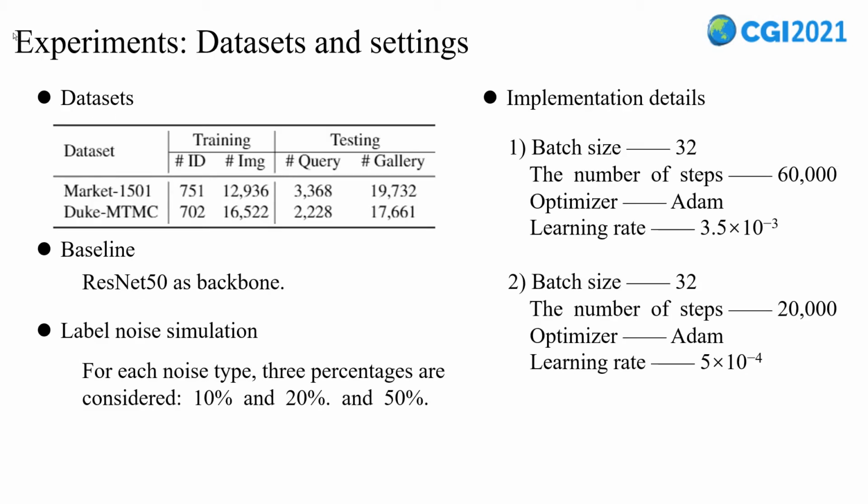We use 2 commonly used large-scale person re-identification datasets, Market 1501 and DukeMTMC, respectively. In this paper, we use ResNet 50 as the backbone to extract features, in order to explore the influences of label noise on model training. We increase the percentage of label noise within this experiment to show its robustness. 2 types of noise are considered, random noise and pattern noise. For each noise type, 3 percentages are considered, 10%, 20%, and 50%. In total, we divide the experimental training procedure into 2 steps. The specific experimental settings and implementation details.